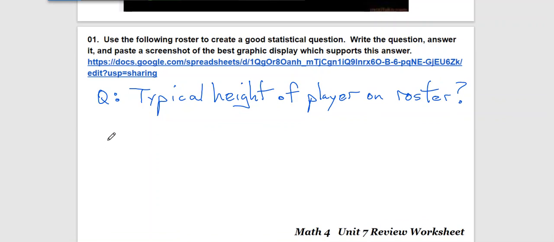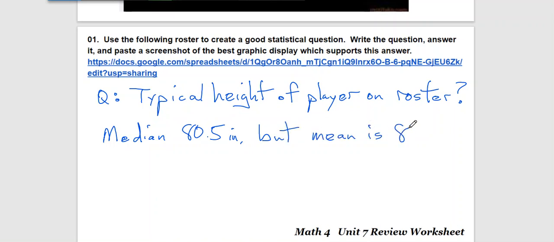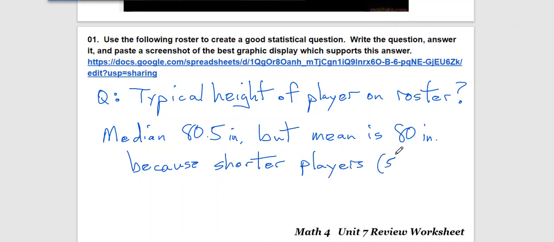And then the response would be that your median is 80.5 inches, but your mean is 80 inches because of shorter players. That 74 is 5'2", which is kind of short, even for an NBA point guard.